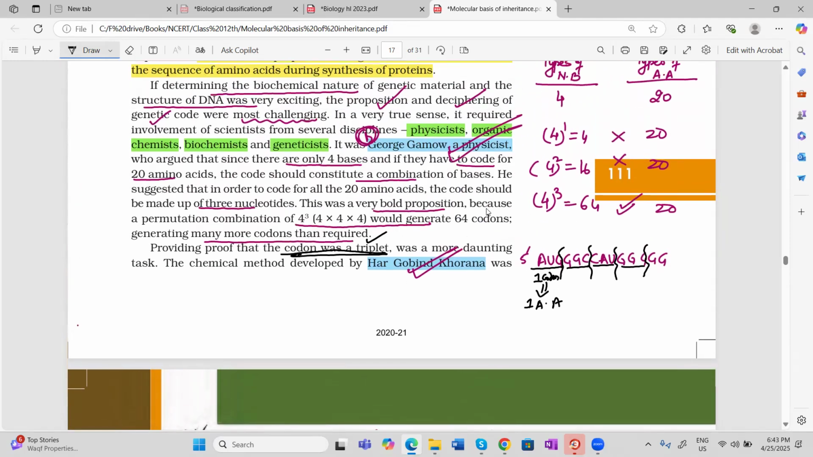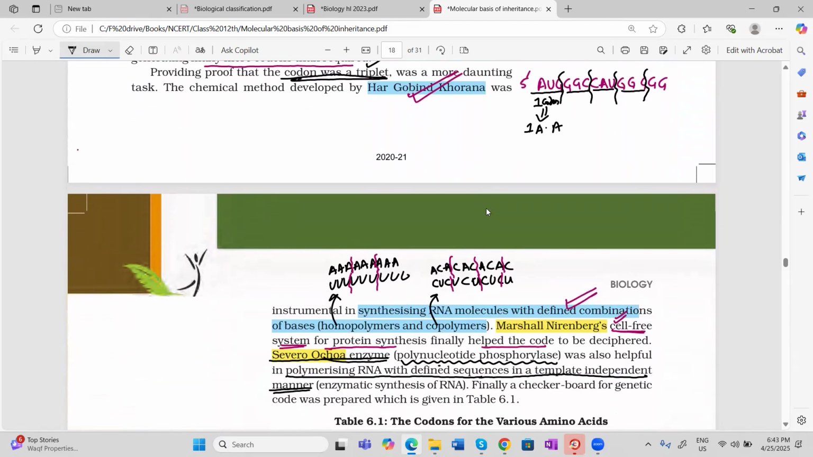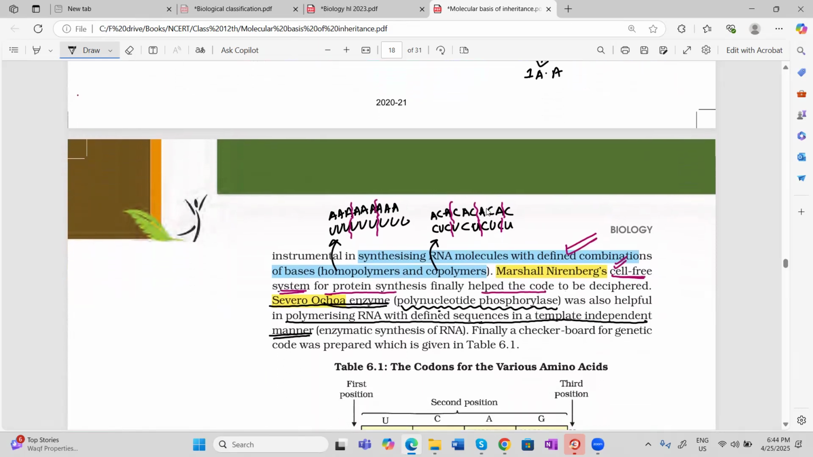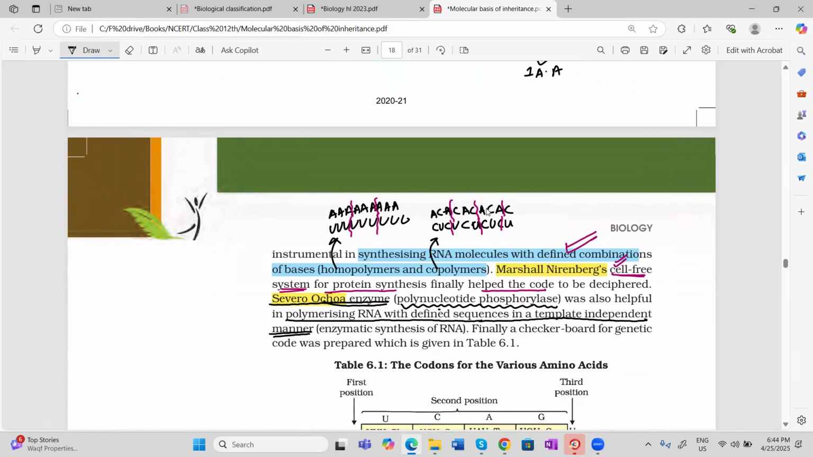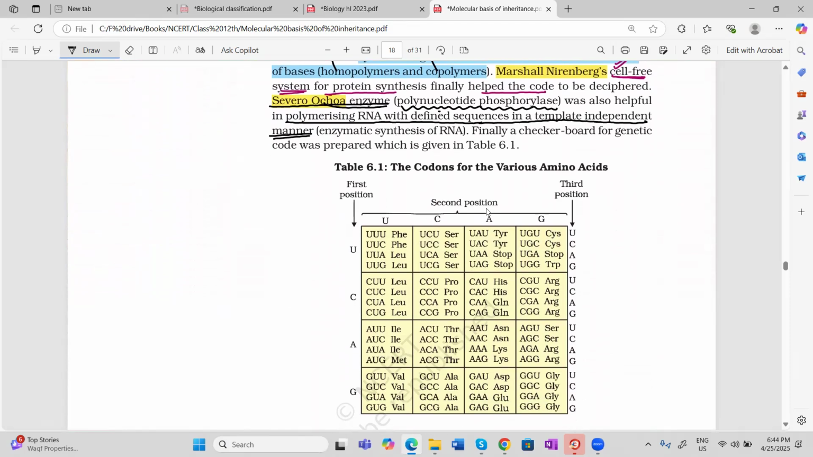So four scientists, please learn. First, George Gamow, physics, permutation combination. Hargobind Khurana, making RNA, homo and copolymer. Nirenberg, cell-free system, protein synthesis. Severo Ochoa, RNA without using template. And finally, this is the way how checkerboard is done.